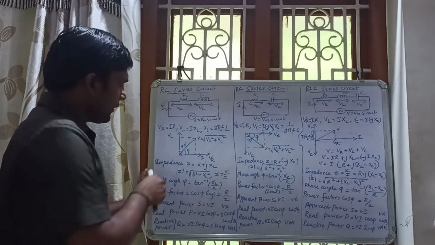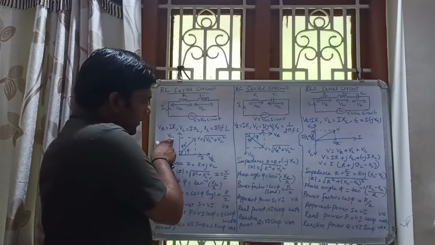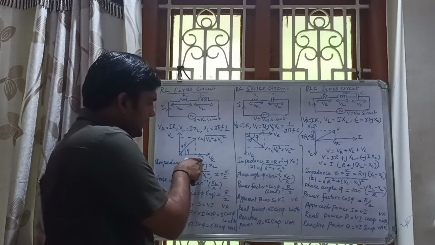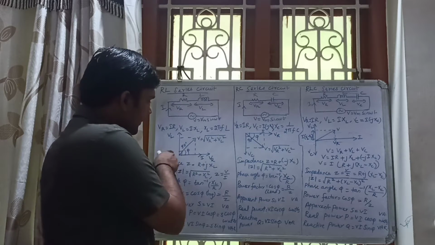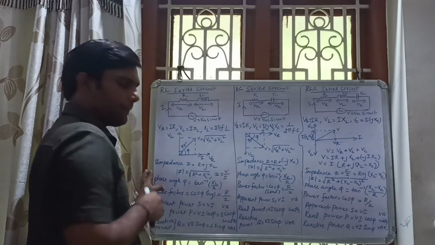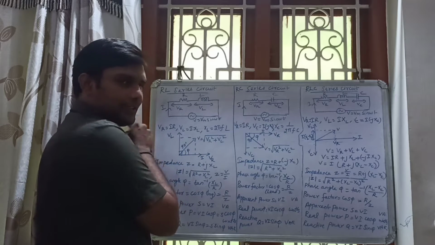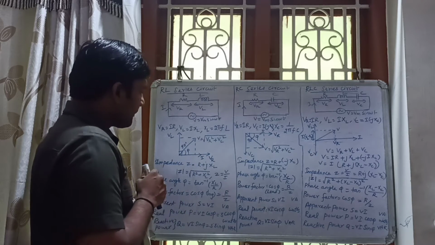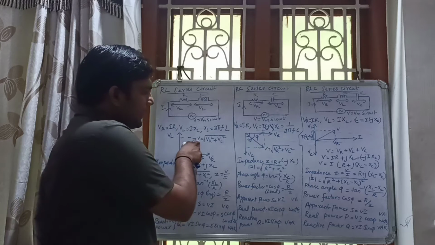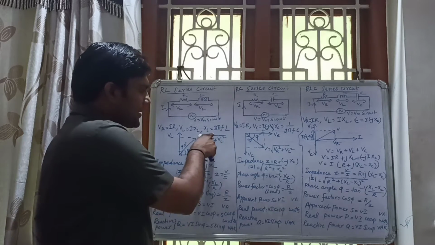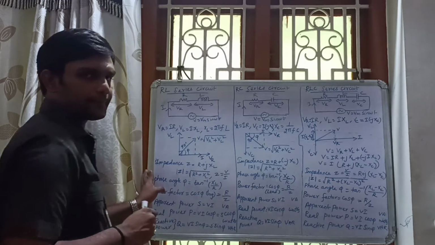See here, VL is the inductance voltage. I is the current. The phase shift is 90 degree. So here current I lags the voltage, right? And here the resultant voltage V is equal to root of VR square plus VL square.